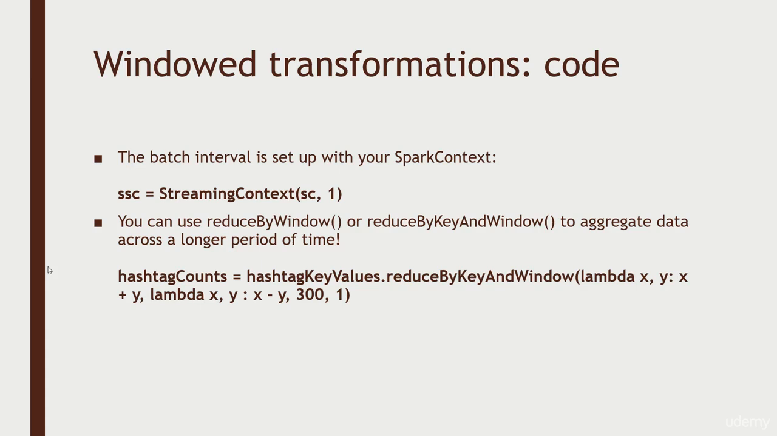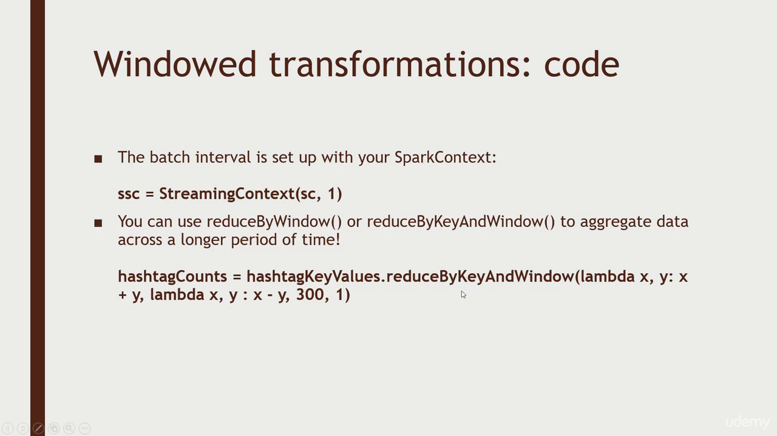What do window transformations look like in code? Well, in Python, it would look like this. In addition to a Spark context, in Spark Streaming, you set up a streaming context as well. You just create a streaming context based on your Spark context, and that second parameter is your batch interval. So this would mean I want to create a streaming context based on a given Spark context with a batch interval of 1. Okay? And once you have a streaming context, you can do things like call reduceByKeyAndWindow on it. So let's say that I have some sort of dstream I created off of that streaming context. I could call reduceByKeyAndWindow on that dstream like this.